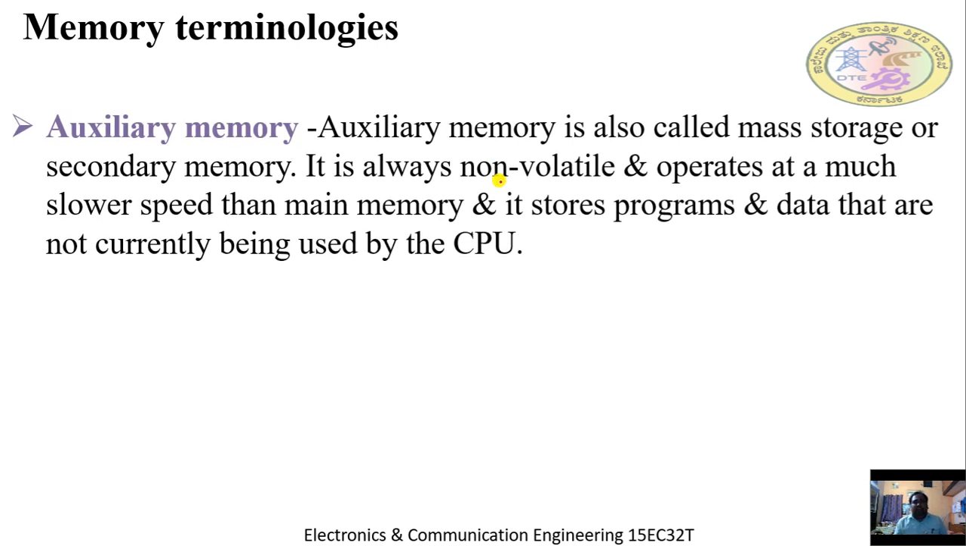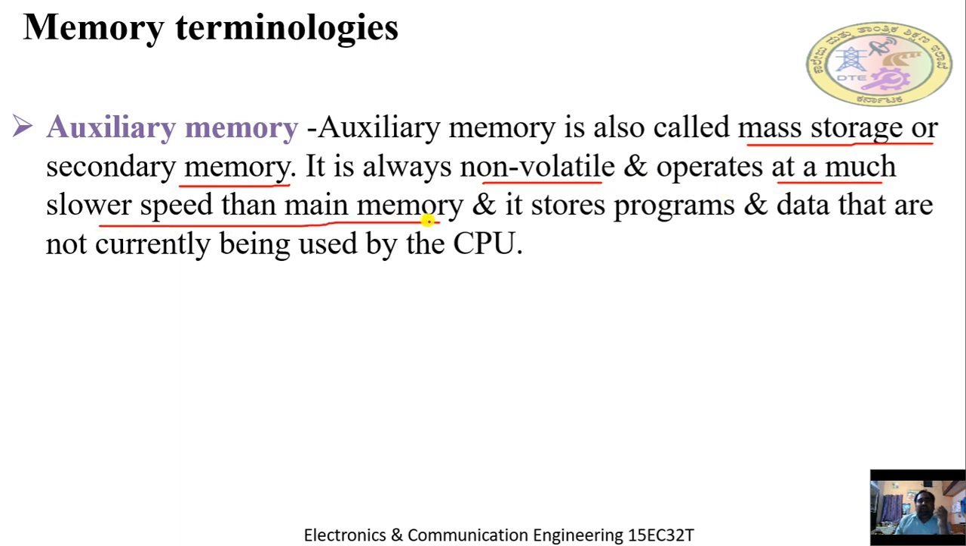The last one is the auxiliary memory. Auxiliary memory is also called secondary memory, or mass storage memory. The memory size, or capacity, will be more. It is always a non-volatile memory. As I told you earlier, non-volatile memory means it won't lose its content; it will retain its information even though power goes off, and it operates at a much slower speed than the main memory.